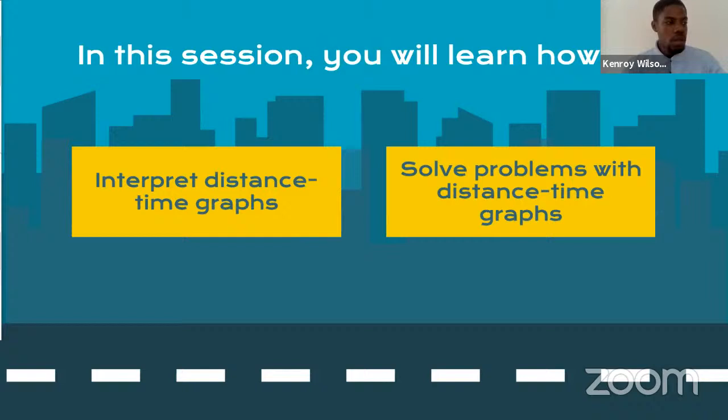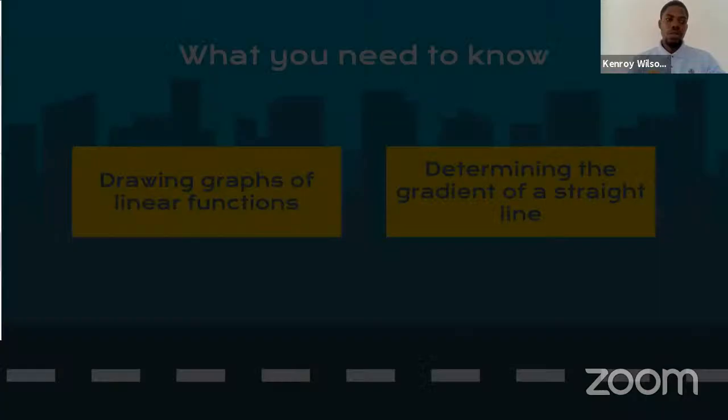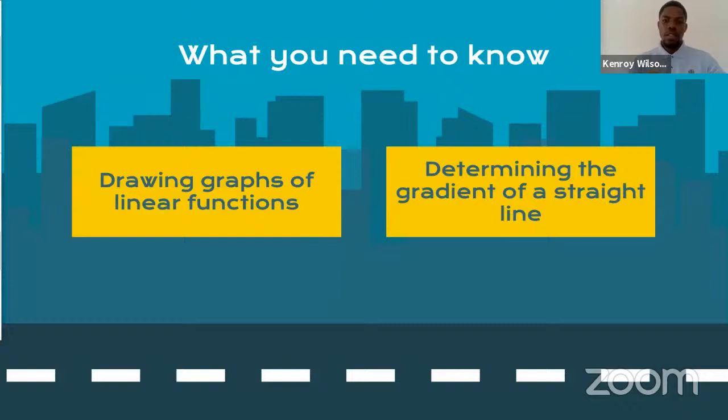And those are drawing graphs of a linear function. We also need to know how we determine the gradient of a straight line. You recall those terms, students? Gradient. Do you know it by another name? For instance, slope. Both are one and the same. And that is what we'll be using this afternoon as we go through our session and our content.